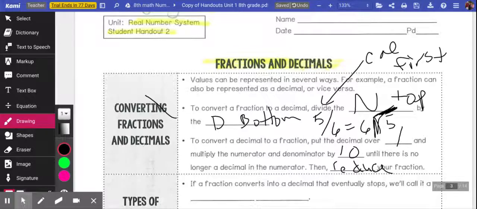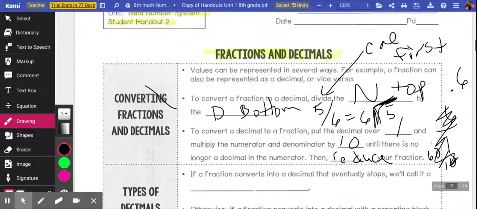So let's say we have 0.6. What this is saying is you put the decimal over 1. So you do 0.6 over 1. And then you multiply by 10, which is basically moving the decimal over 1 until there is no longer a decimal. So for this would be 60 over 10. And then you reduce that, and that would be 6. So that does not make sense. Let's just forget that. Let's cross that out and let's do it my way.